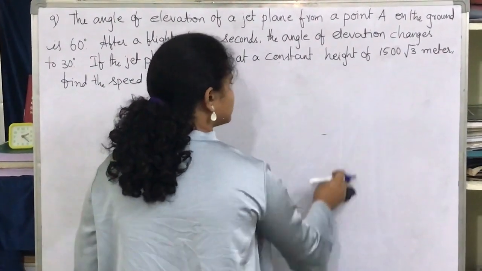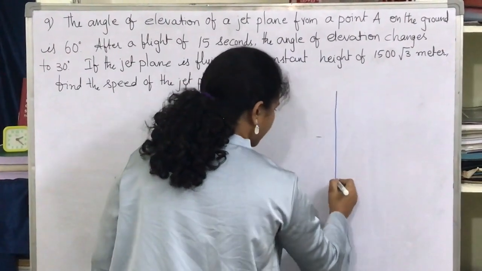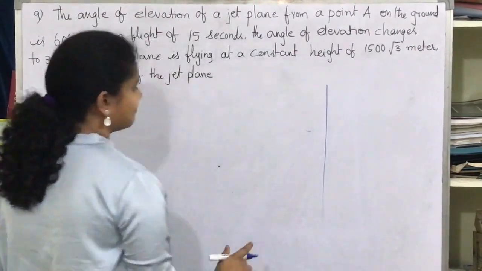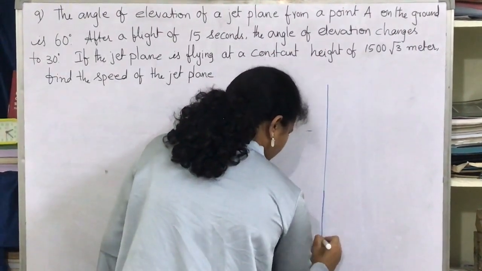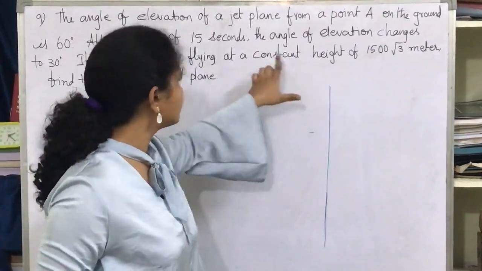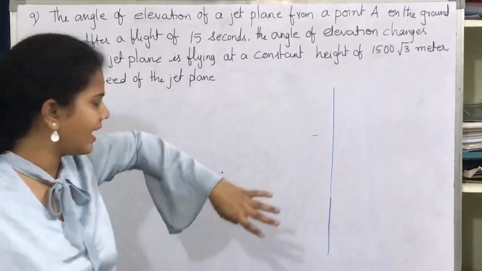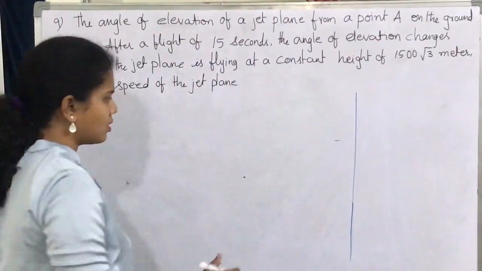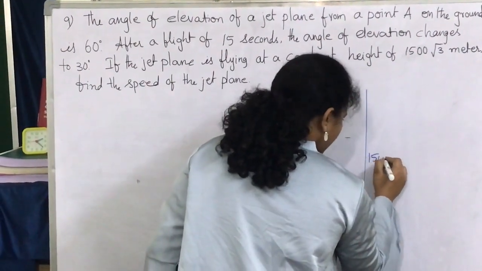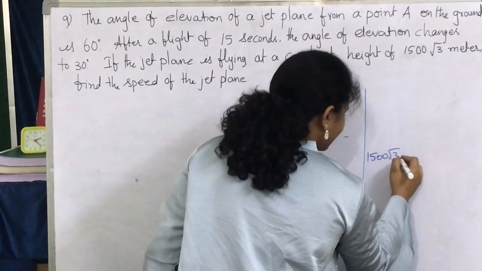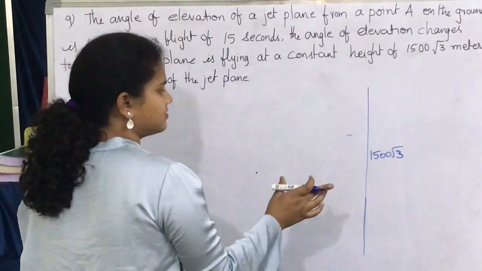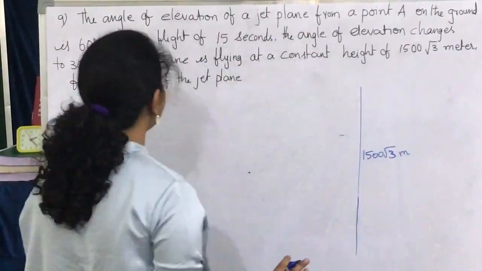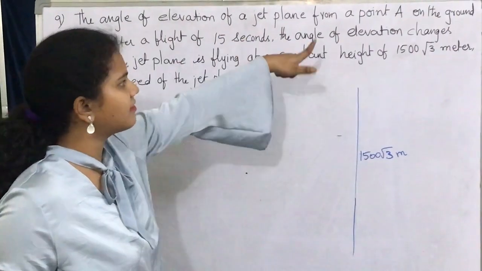So the height the jet plane is flying, so the jet plane started flying at the constant height. So the height of the jet plane which is flying is 1500 root 3 meters. So the jet plane is flying at a constant height, and the constant height is 1500 root 3 meters. Done.